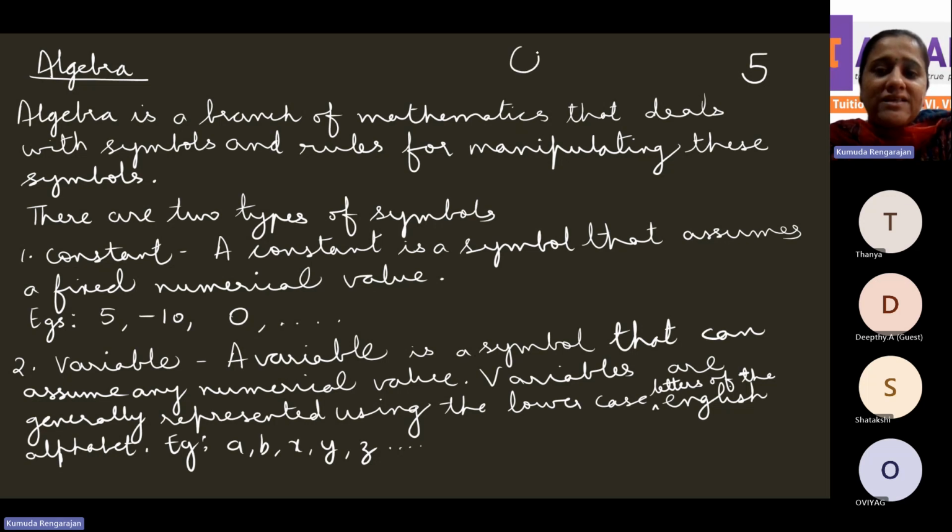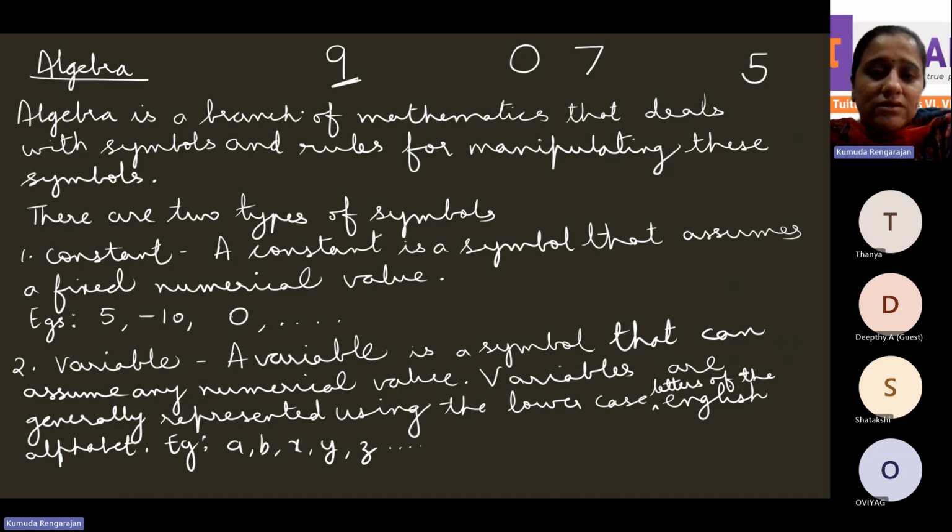This symbol is read as 0. This symbol is read as 7. This symbol is read as 9. So a constant is a symbol that assumes a fixed numerical value. Now see, 9 is a constant. Why is 9 a constant? Because it has a fixed numerical value. 9 is 9.